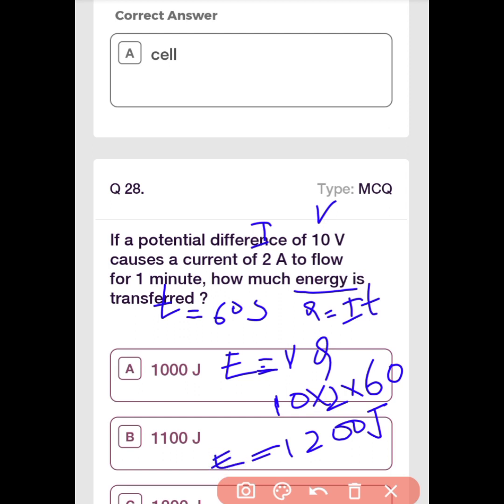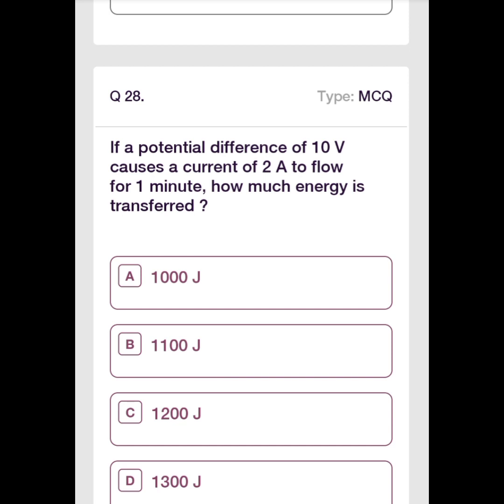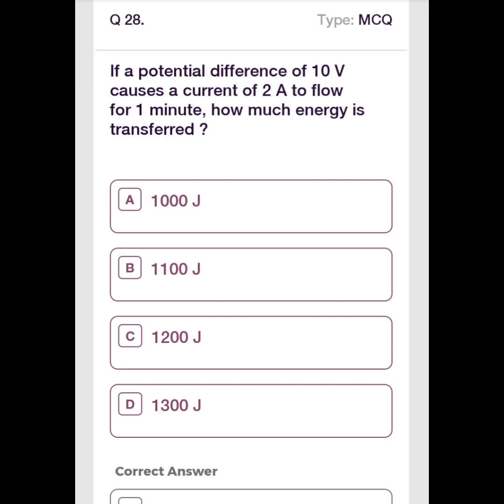Okay, let us see the options. Option A is 1000 joule, option B is 1100 joule, the option C is 1200 joule, option D is 1300 joule. Yes, the correct answer is option C, 1200 joule.